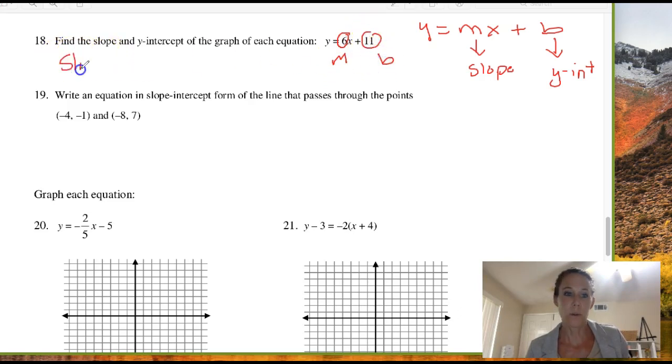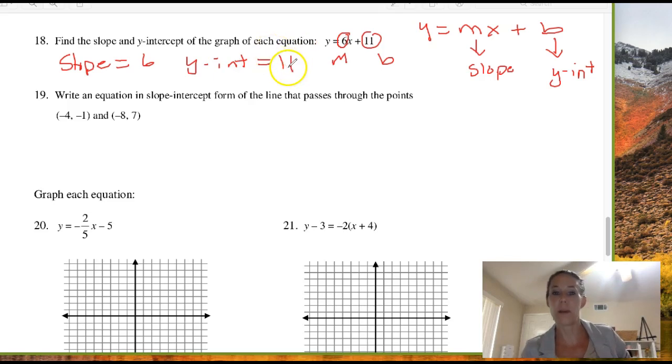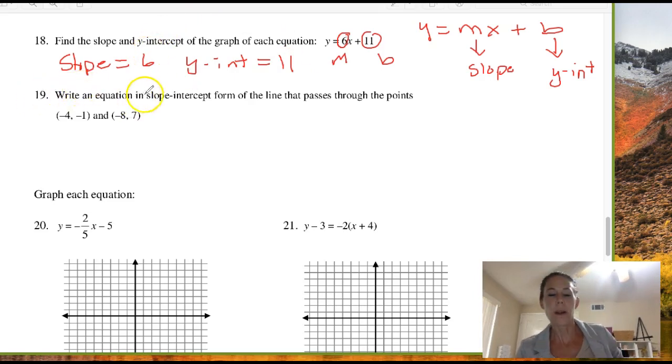So slope is 6, and y-intercept is 11. Simple as that. And then you can start at your y-intercept, plot that point, and then count up 6 over 1 to graph. On to the next one. Write an equation in slope-intercept form of the line that passes through those 2 points.